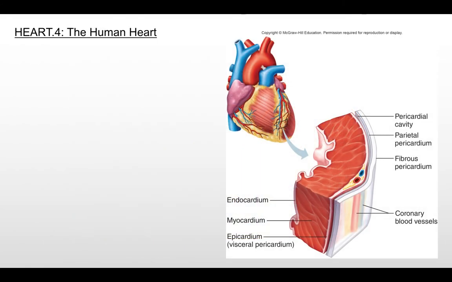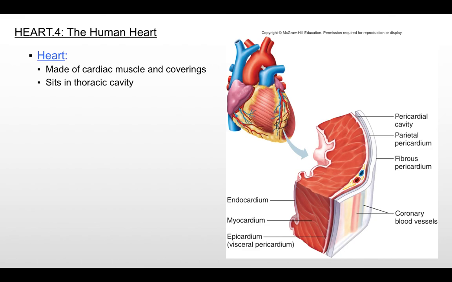Okay, your other lab standard asks you to identify specific structures on the human heart, or the sheep heart. So first, the heart is made of cardiac muscle, so it's going to look stringy, it's going to have that striated muscular appearance, but it also has several walls and coverings. It sits a little bit in the left of your thoracic cavity, and it varies with your body size. A good estimate is roughly the size of one fist.